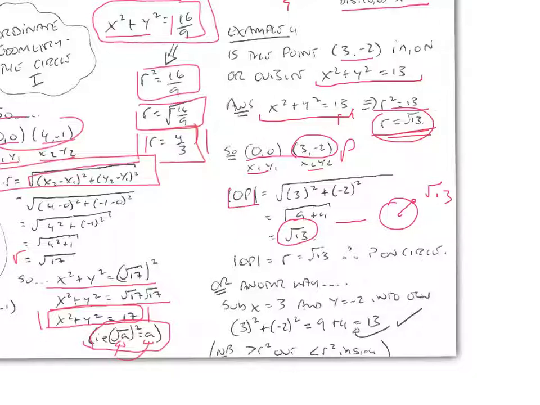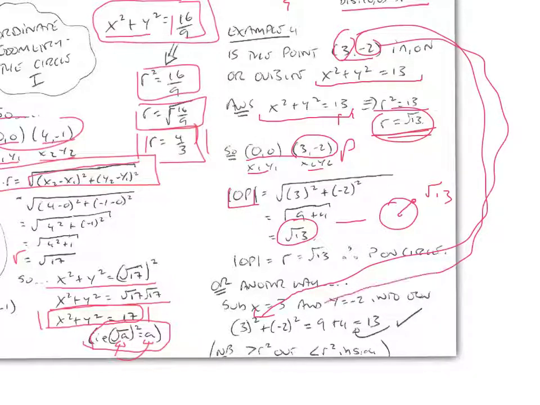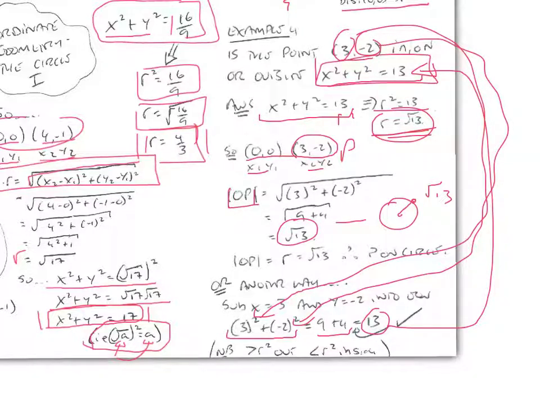Okay. Another way we could have done this is we could have simply subbed in the x value of 3 and the y value of minus 2 into the equation, x squared plus y squared, which is 9 plus 4, equal to 13. And because that's equal to 13, the equation holds true, that tells us that the point with coordinates (3, -2) is on the circle x squared plus y squared equals 13. By putting x in here and y in there, we get 13. The equation holds true. Okay.